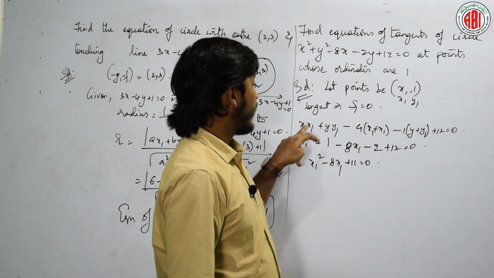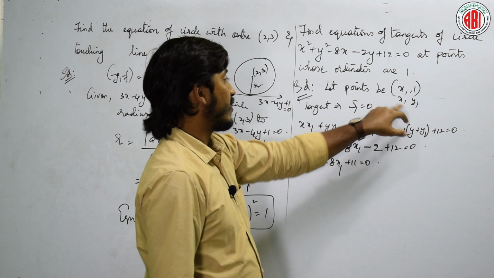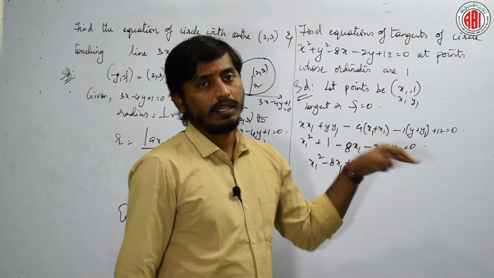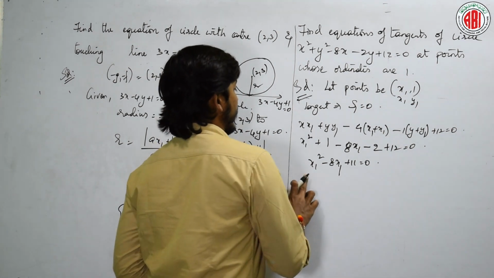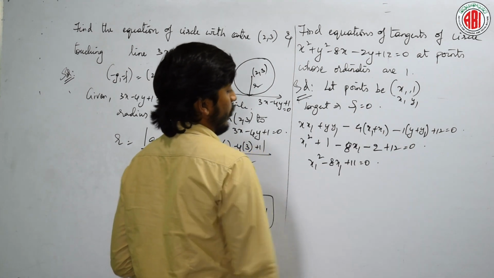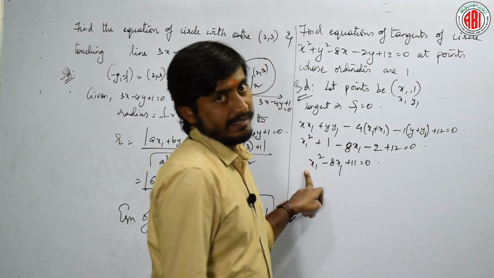Here the point is (x1, y1). We just have to substitute this x1, y1 here again, because the line passes through this point. So we can directly get x1 square minus 8 x1 plus 11 equal to 0. Is it right? So let us factorize this. What do we get?